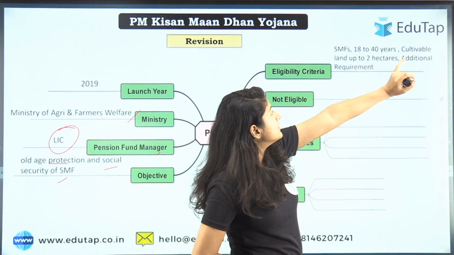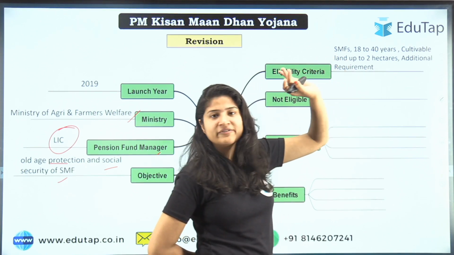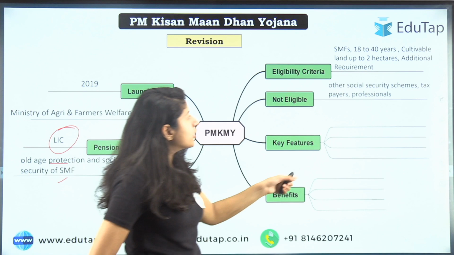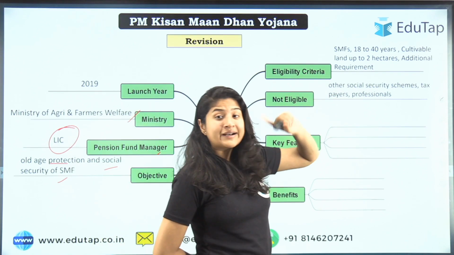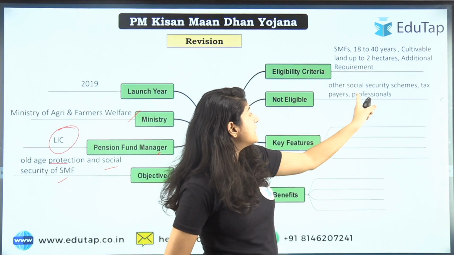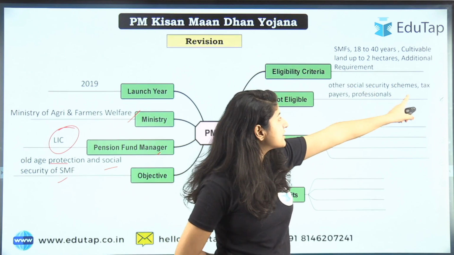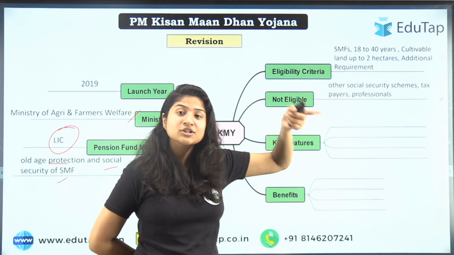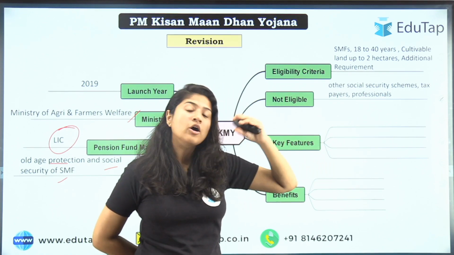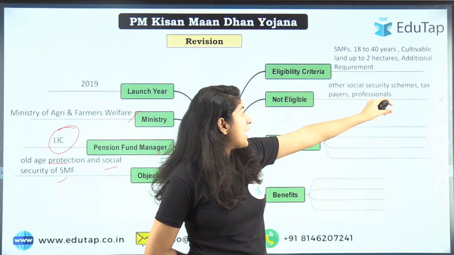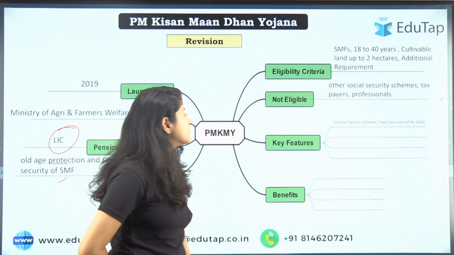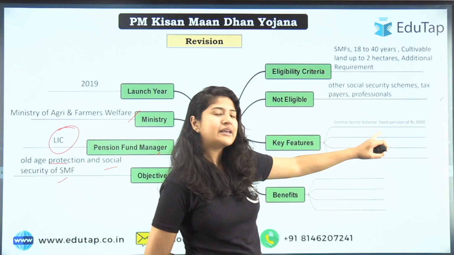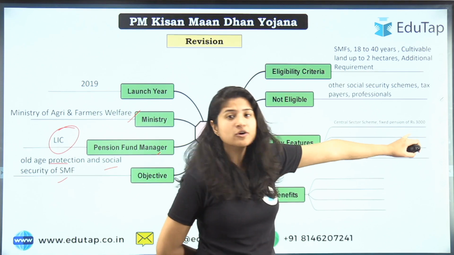Then 18 to 40 years, right? And additional requirements, we had the Aadhaar card, we had bank details. Next, who is not eligible: if they are already engaged with some other social security schemes, if they are taxpayers, if they hold any constitutional post or retired from it, and also the professionals, they are not part of it. Then the key feature is that it is a central sector scheme, and it is a fixed pension of rupees 3,000.